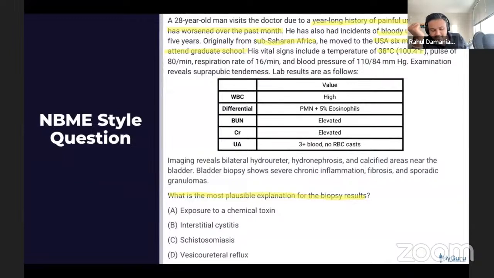His vital signs include a temp of 38, pulse of 80, respirations normal at 16, and blood pressure 110/84. Examination reveals suprapubic tenderness, and lab results are as follows. He has a leukocytosis with a slight increase in eosinophils. His BUN and creatinine are elevated, and his UA shows 3+ blood with no RBC casts. Imaging reveals bilateral hydroureter, hydronephrosis, and calcified areas near the bladder. Bladder biopsy shows severe chronic inflammation, fibrosis, and sporadic granulomas. What is the most plausible explanation for the biopsy results? A, exposure to a chemical toxin, B, interstitial cystitis, C, schistosomiasis, or D, vesicoureteral reflux? What do you think is the best answer?